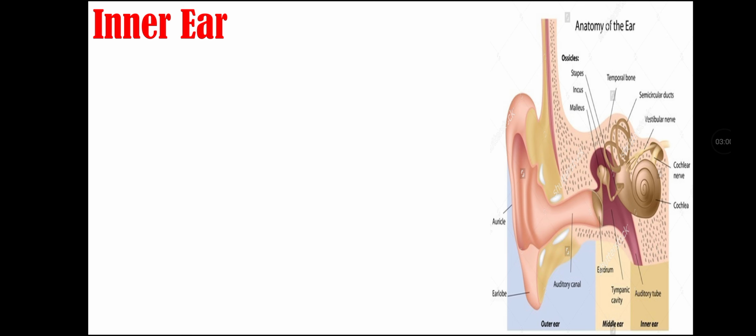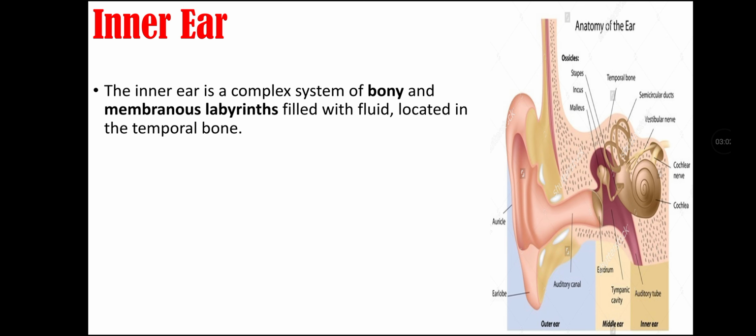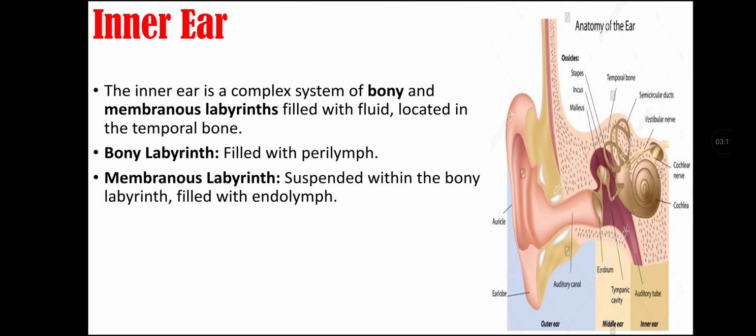Next part of ear is inner ear. Inner ear is a complex system of bony and membranous labyrinths that is filled with fluid that is located in the temporal bone. Its bony labyrinth is filled with perilymph and its membranous labyrinth is suspended within the bony labyrinth that is filled with endolymph.